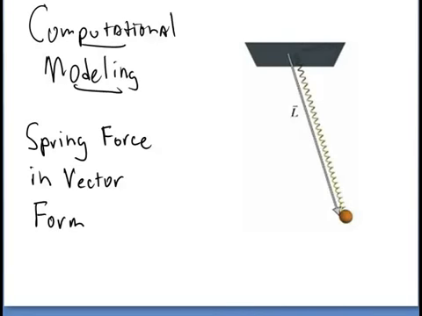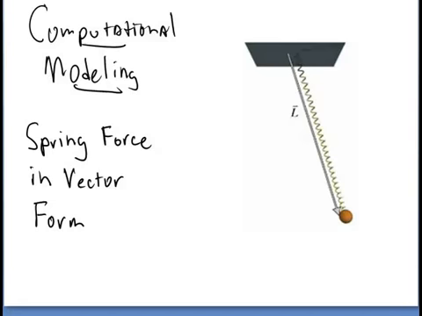Now, when you're building your computational model of the spring mass system, one of the things you need to know how to do is to express the spring force in vector form. And that's because the spring, and you'll see in not this lab necessarily, but the next lab, the spring can move in more than one dimension. So we have to express that spring force as a vector, as forces are all vectors, and this is no exception.